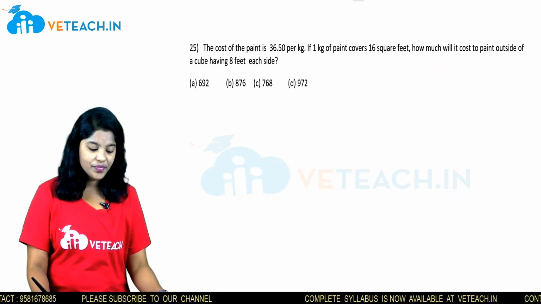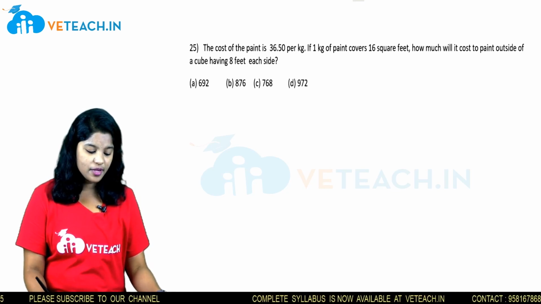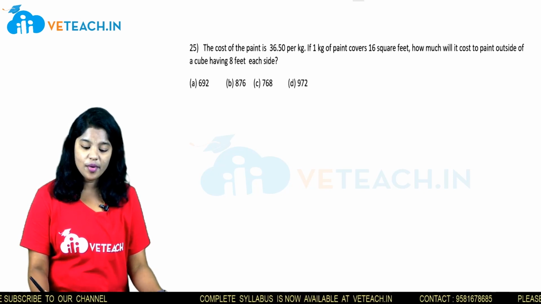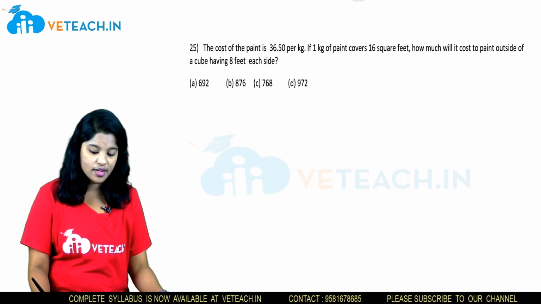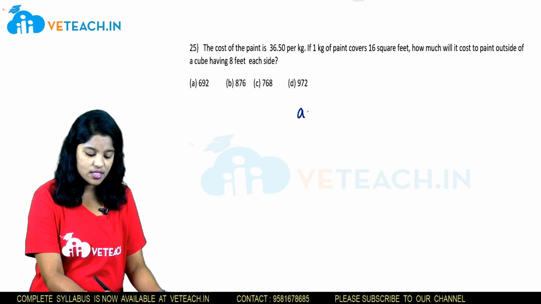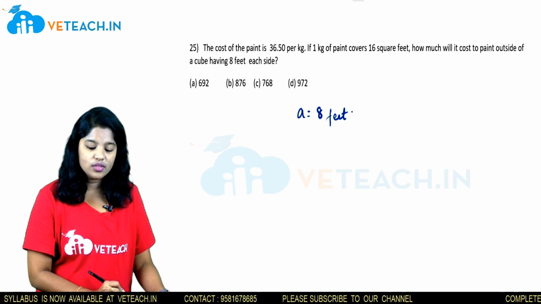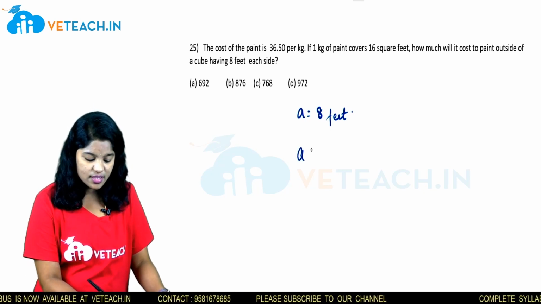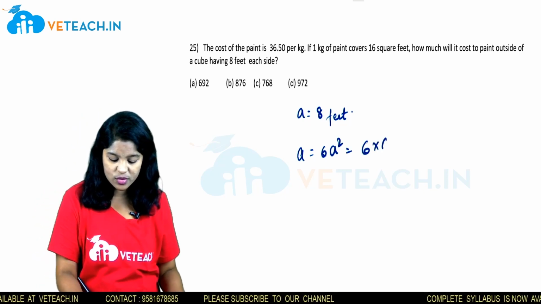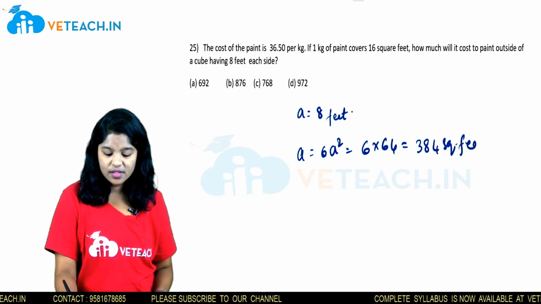See the next question. The cost of paint is 36.50 rupees per kg. If 1 kg of paint covers 16 square feet, how much will it cost to paint the outside of a cube having 8 feet each side? So in a cube all sides are equal and the side is given as 8 feet. Now the area of the cube will be simply 6a square, that is equal to 6 into 64, that is equal to 384 square feet.